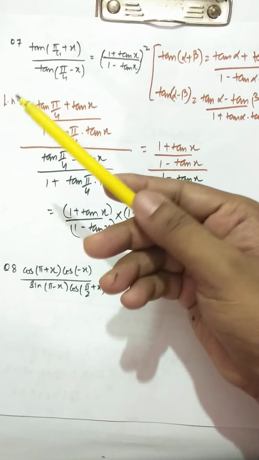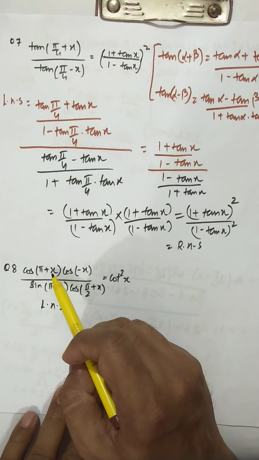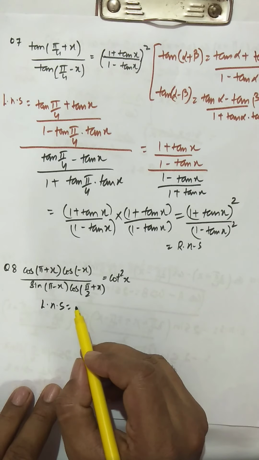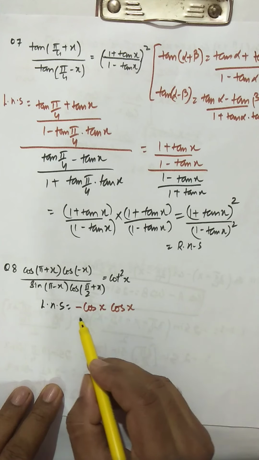Now come to question number 8. This is pi plus x. Now we have to use the concept of quadrants. So I'm taking LHS now. LHS will be cos(pi plus x). Pi plus x means this is going in the third quadrant. In the third quadrant, cos is negative and the function will not change, so it becomes minus cos x. Now this is cos(minus x). You know that cos(minus theta) is cos theta, so you can write that as cos x.